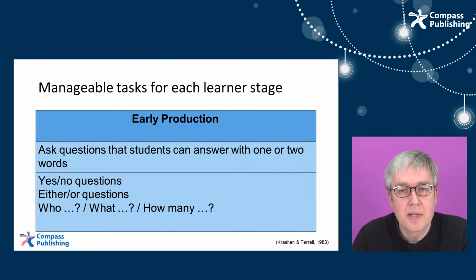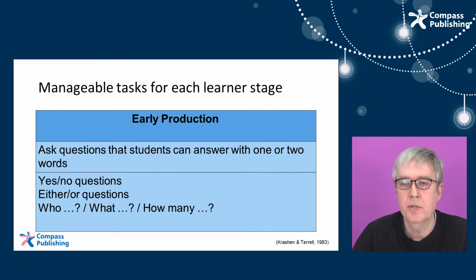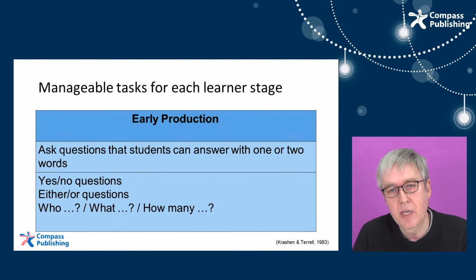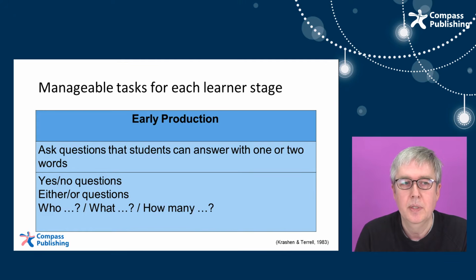During the next stage, the early production stage, you can ask students questions where they can answer with 1 or 2 words. For example, yes/no questions or either/or questions. Do you like TV or do you like YouTube? And then you can ask them things like who or what or how many. These are all questions that don't involve long answers. They're not like why questions or how questions.